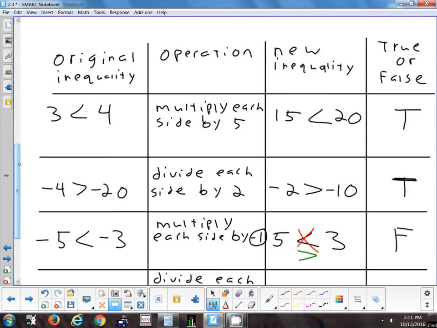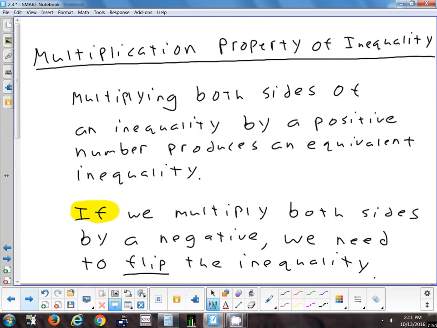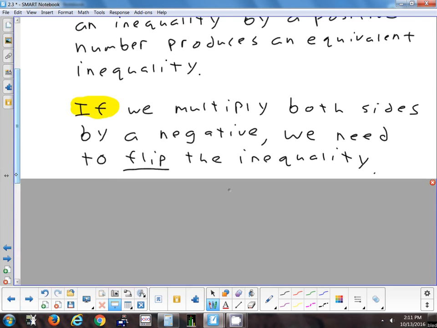Now, do you think you want to flip it when you multiply by a positive? No. Because when we multiplied by a positive, we didn't have any problems. So if you multiply by a positive, don't flip it. Just leave it. Only time you have to do this flipping is if you multiply by a negative. And we'll practice. We'll do some problems where you have to do that and some where you don't.